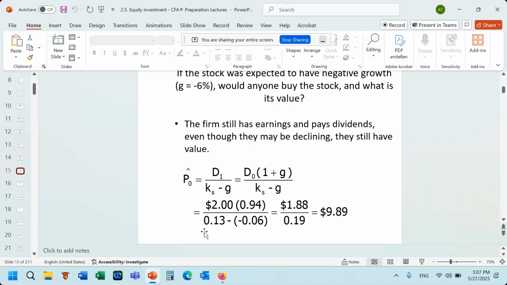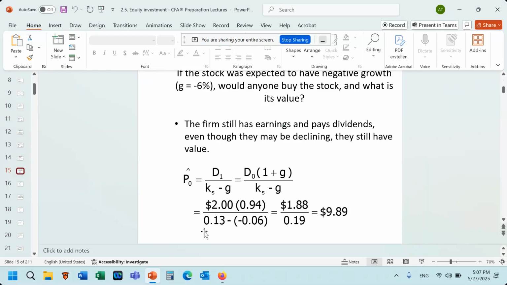We simply put minus 6% in the Gordon's formula. So we have the same formula as before. We have to calculate KS minus growth rate of 6%. This would be 0.13 cost of capital, hasn't changed for this firm, minus minus 0.06, which becomes plus, minus becomes plus, and we get 19% in the denominator, or 0.19.